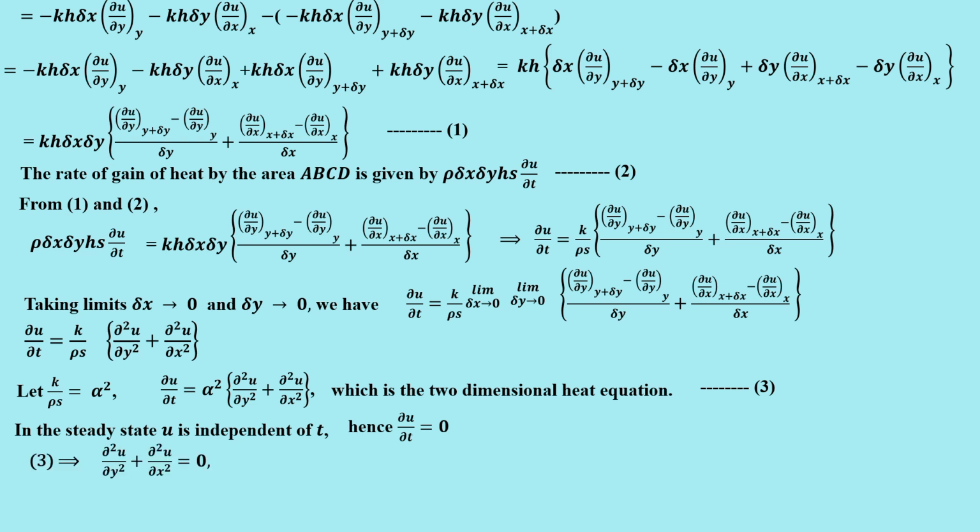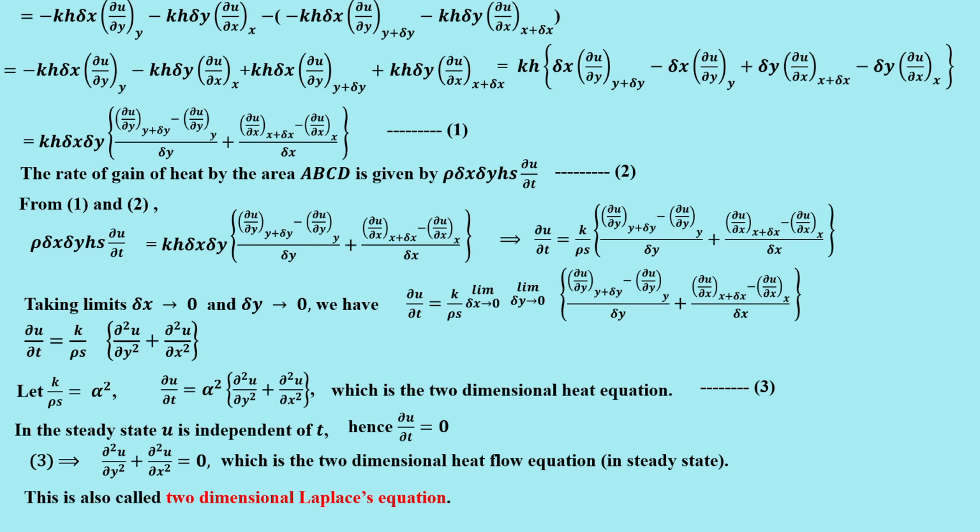So equation 3 implies ∂²u/∂y² plus ∂²u/∂x² equal to 0, which is the two-dimensional heat flow equation in steady state. This is called the two-dimensional Laplace equation. Thanks.